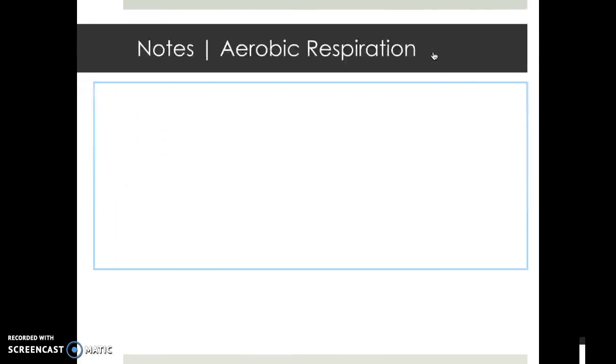If we look at the reactants for aerobic respiration, once again, when we've previously talked about cellular respiration, we were referring to aerobic cellular respiration. The reactants are oxygen and glucose. Like we talked about in the last slide, aerobic means with oxygen, so of course oxygen is one of the reactants.